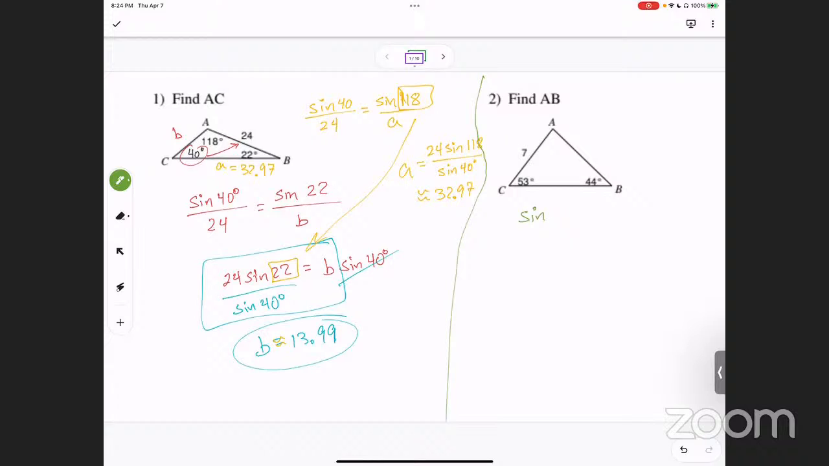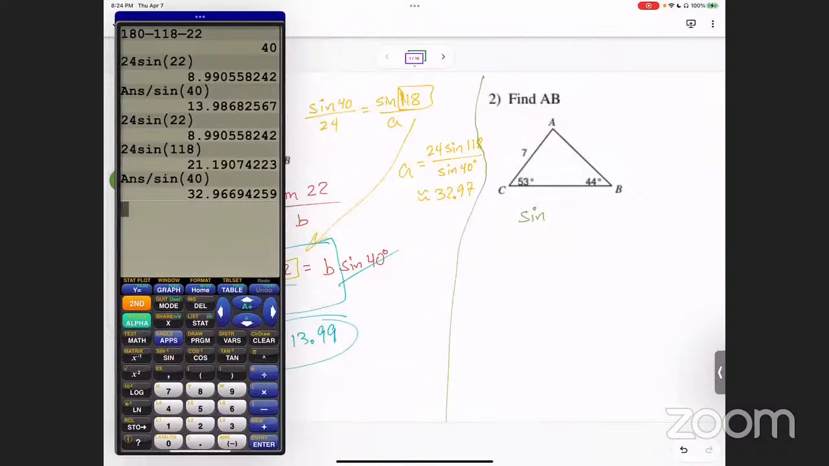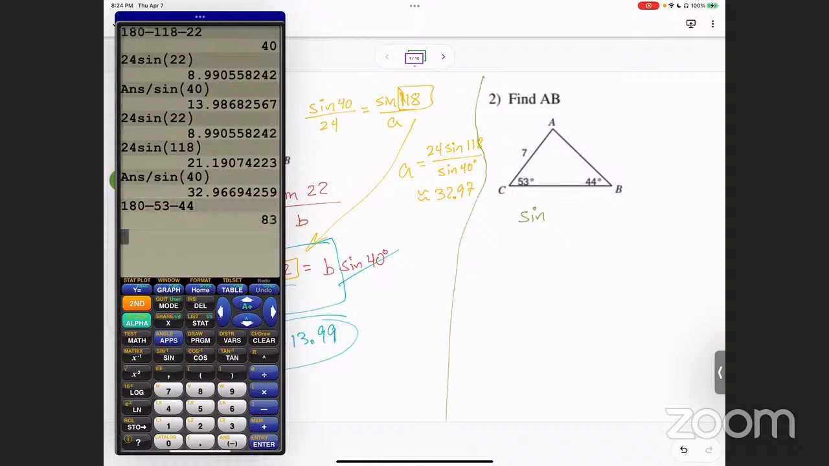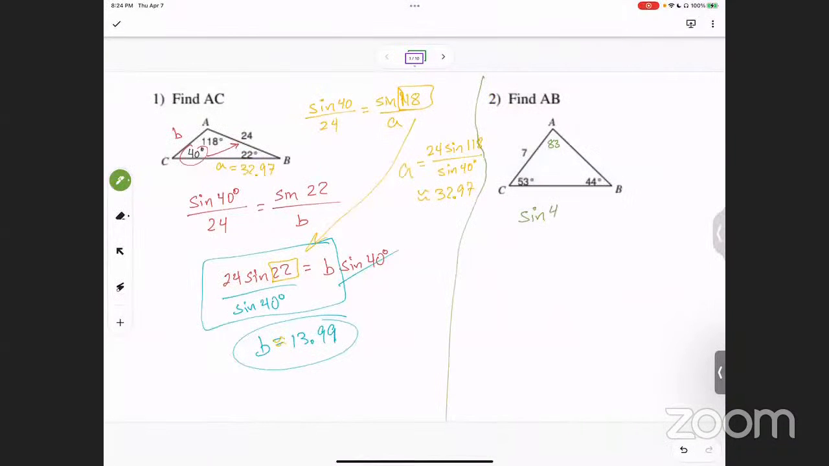Wait, first thing I would do, shouldn't you get the third angle, or do you not need it? I don't need it right away. You can. Yeah, that's easy enough, 83. I would do sine of 44 over 7. Sine of 44 over 7 equals what?